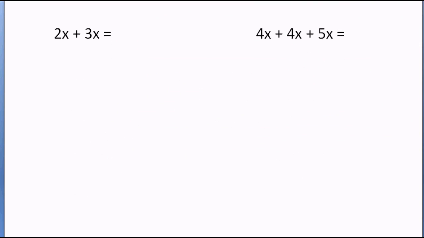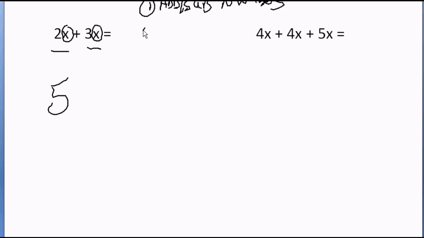So here we go. When you add or subtract like terms, these are like terms. I have 2x and I have 3x. Do you see the stuff after the number? The x's are identical, so they're like. So you can add these. The way you add or subtract like terms: step number 1, add or subtract the numbers in front. 2 plus 3 is 5.